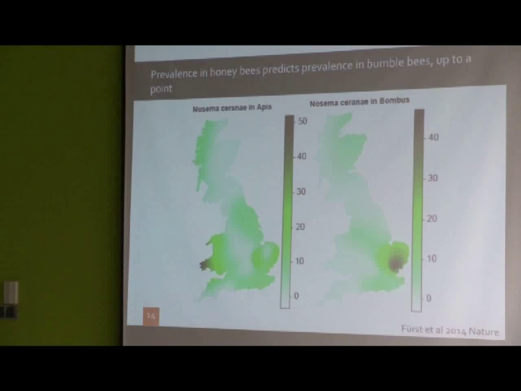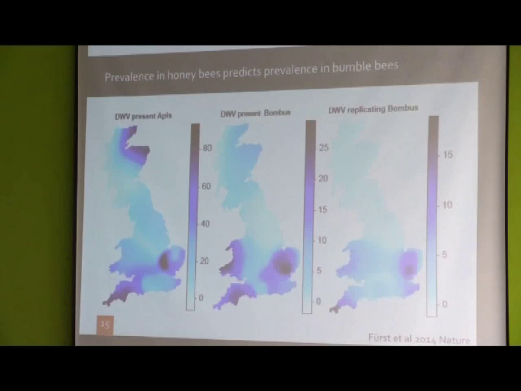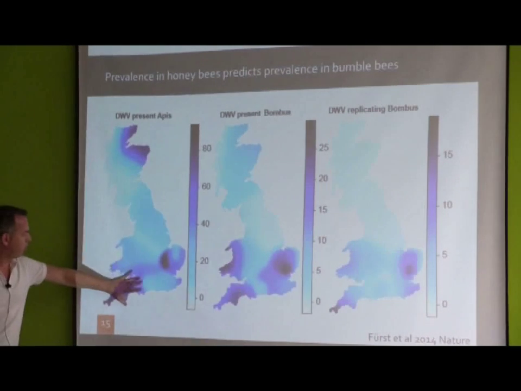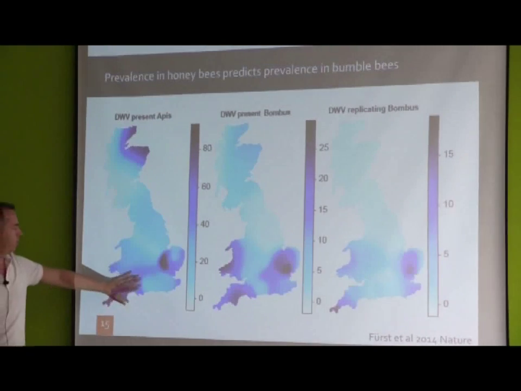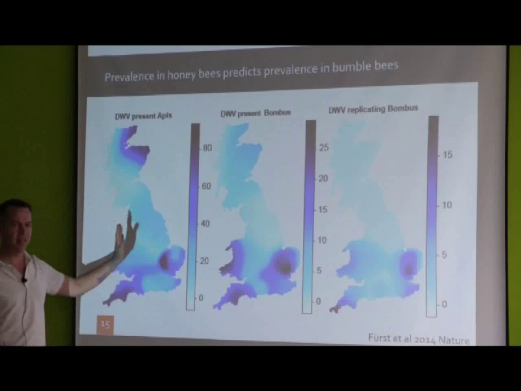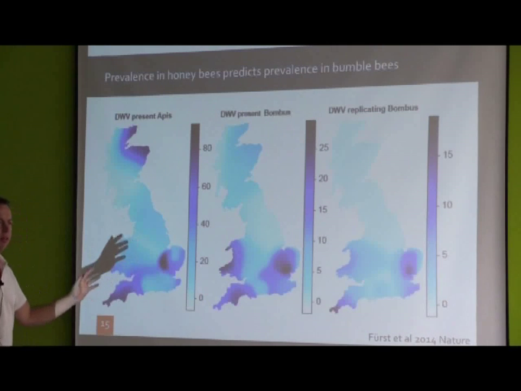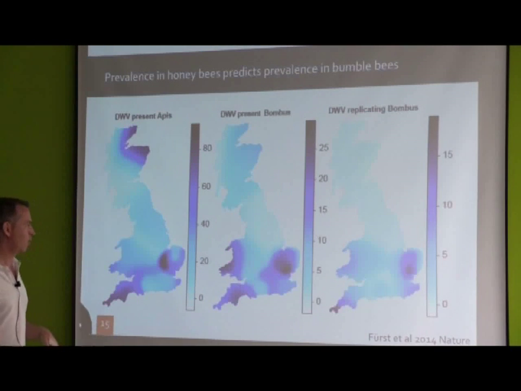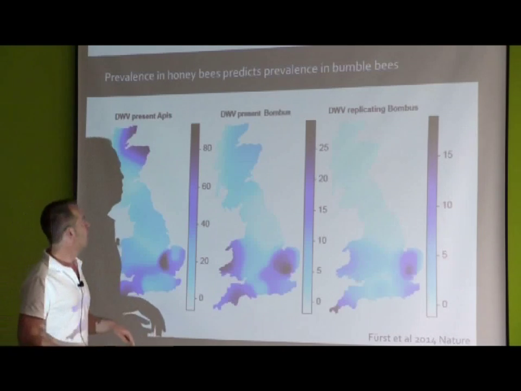However, when we turn to deformed wing virus, we see a very different and a much stronger pattern. So again, this is its prevalence or predicted prevalence in honeybees. And you can see that there's really strong levels down in southwest England, across the southern part of Wales perhaps, and again in East Anglia. East Anglia seems to be a really bad place if you're a bee. There's lots of parasites there. Not really sure why that should be.